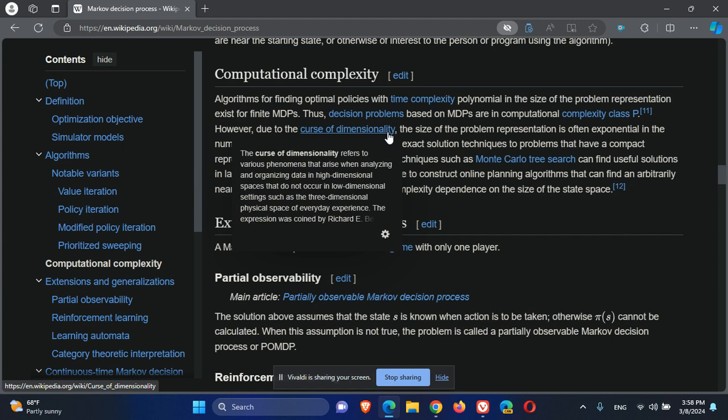The curse of dimensionality refers to various phenomena that arise when analyzing and organizing data in high-dimensional spaces that do not occur in low-dimensional settings such as the three-dimensional physical space of everyday experience.